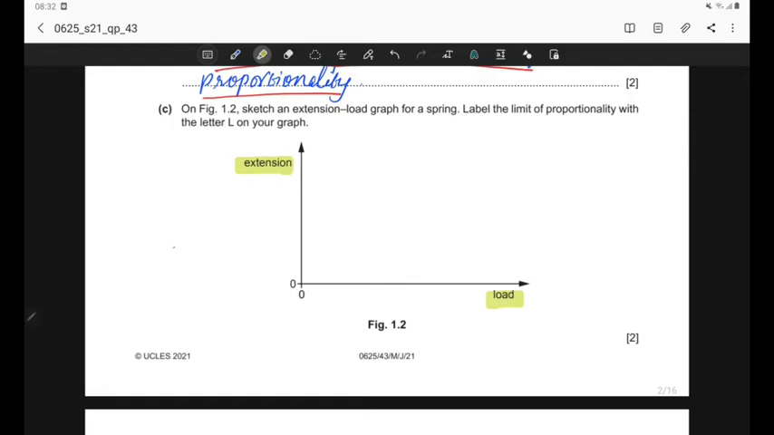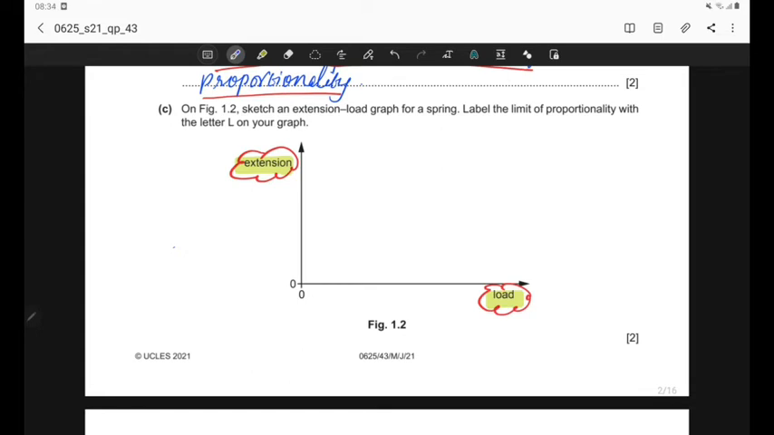But in some questions, on the axes opposite quantities will be given. That is, on y-axis instead of extension, load, and on x-axis instead of load, extension will be given. So that in such cases the shape of the graph will be different. So it's very important to check which quantity is given in x and y axis.